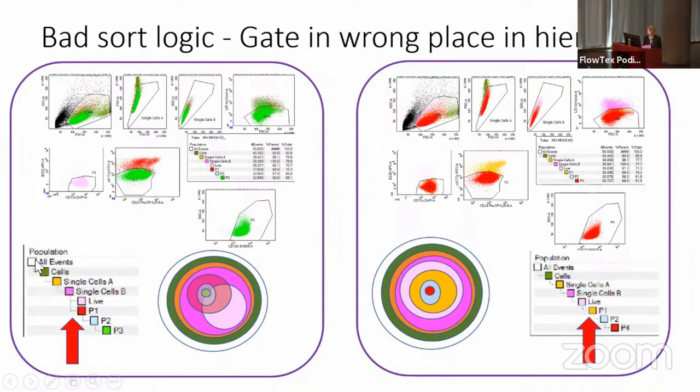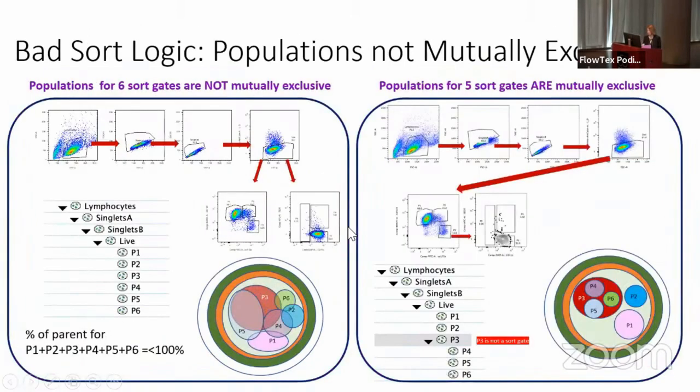So in this case, we started with this and came across an independent sort operator who was running their cleanup gates, but did not realize that their P1 gate did not include their live cells. And you can see that they had kind of a lot of dead cells, and they're going to sort some of those dead cells into their P3 sort gate. The way that this should be done is that these all should be ANDs, and then you end up with this nice clear Venn diagram, and your dead cells are not going into your sort population. I'm not telling you a whole lot of detail about what cell types these are, because I don't think it matters to what I'm explaining.